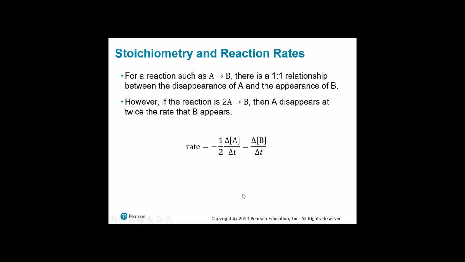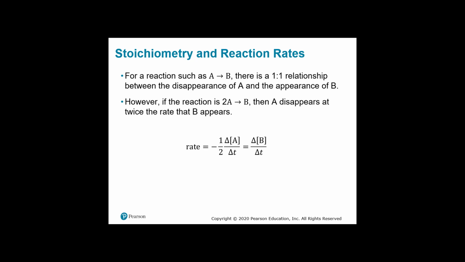For reaction A to B, this is a 1-to-1 relationship. That means 1 mole of A is used up to produce 1 mole of B. But what happens when you have different coefficients? In this case, the reaction for 2 moles of A produces 1 mole of B. That means that A disappears at twice the rate that B appears. When you set up a reaction rate, you have to account for that coefficient.